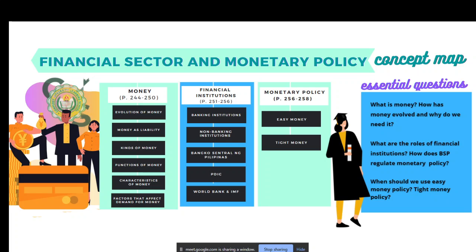And so financial institutions, you have banking institutions, papunta sa ilalim, that's page 251 to 256. Monetary policy, that's page 256 to 258, and you have two types. You have easy or expansionary money policy and tight or contractionary money policy. And the essential questions that we will answer specifically for this class today is what is money and how has money evolved and why do we need it? So that's for today. And for the rest, sa other videos, what are the rules of financial institutions? How does the Bangko Sentral ng Pilipinas regulate monetary policy? And when should we use easy or expansionary money policy or tight or contractionary money policy?